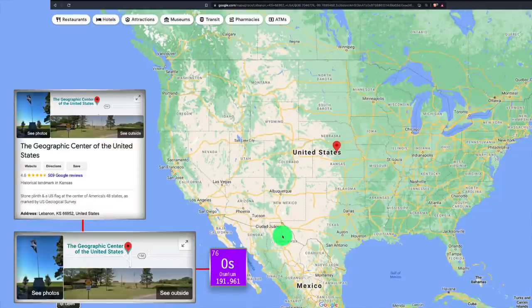One of the reasons why Kansas was chosen is if you look at a map of the United States, there's that little red icon showing the very location of the geographical center of the United States. It's in the state of Kansas. It's the dead center of the United States.